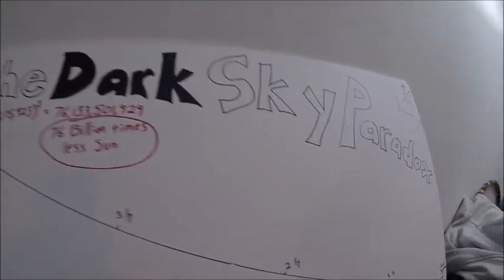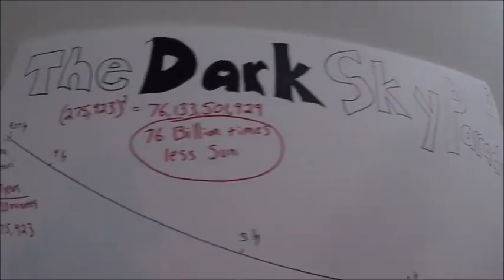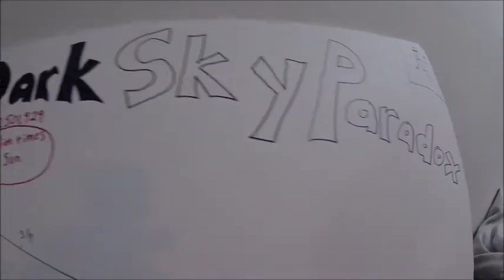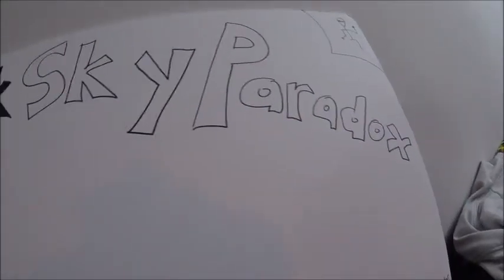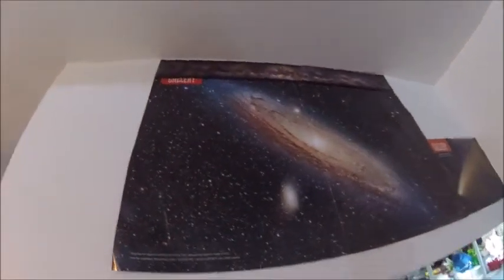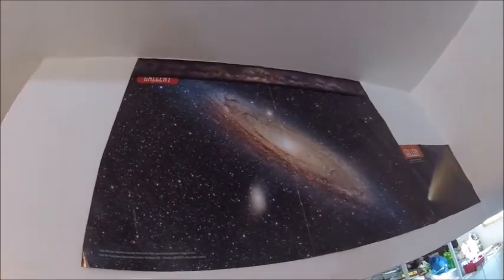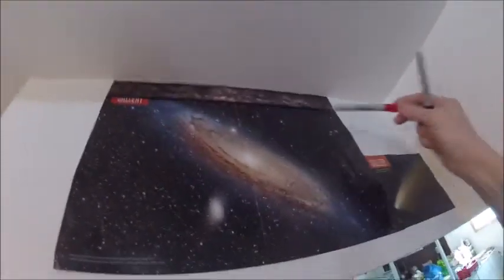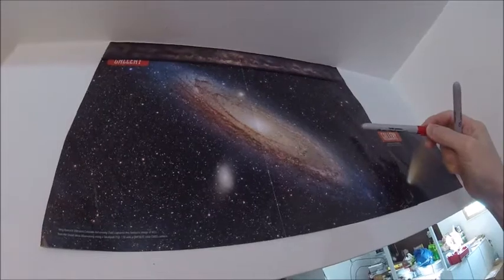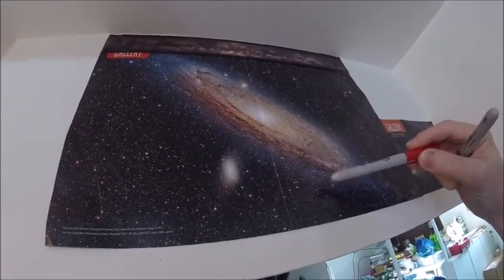Anyway, the dark sky paradox, I've been hearing about it for years, so I decided to look into it myself, and the solution is so easy. Let's give you a little background. The dark sky paradox is saying if there are an infinite number of stars in the universe, then why isn't the sky blue at night?